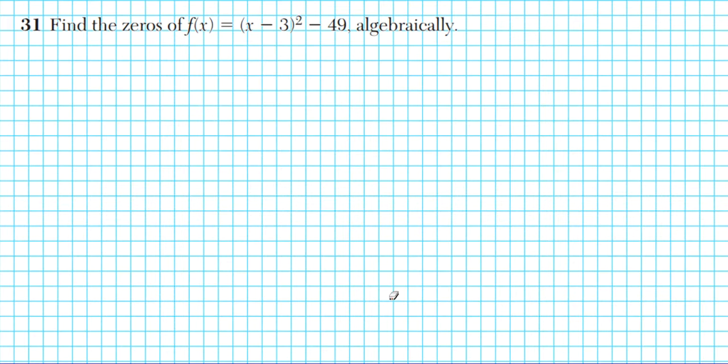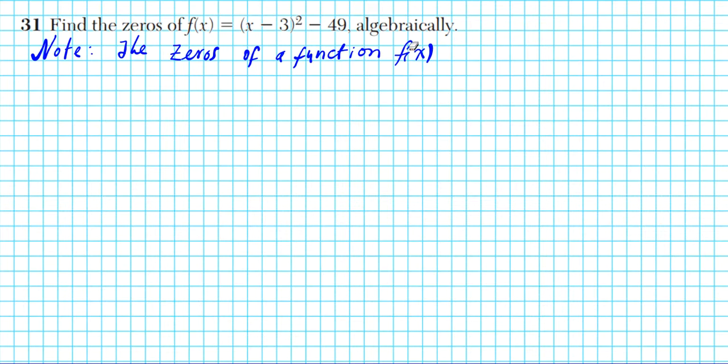Alright, let's take a look at question 31. It says, find the zeros of f of x equals the quantity x minus 3 squared minus 49 algebraically. So before we get started, let's note something concerning what the term zeros of a function means. Something you want to note is as follows. The zeros of a function, let's say the function is f of x.